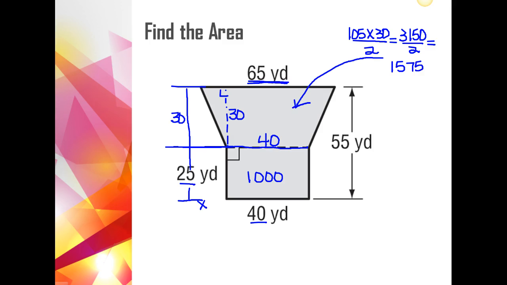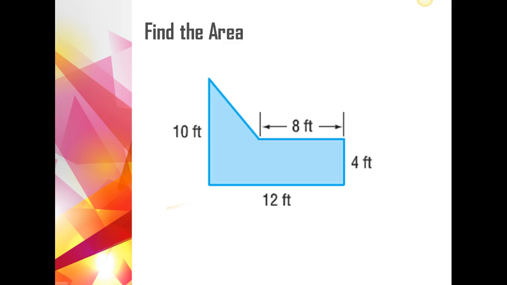To find the total area of the figure, we must add the areas of the rectangle and the trapezoid together. This would be 1,000 plus 1,575 for a total of 2,575 yards squared. Let's find the area of this final figure.